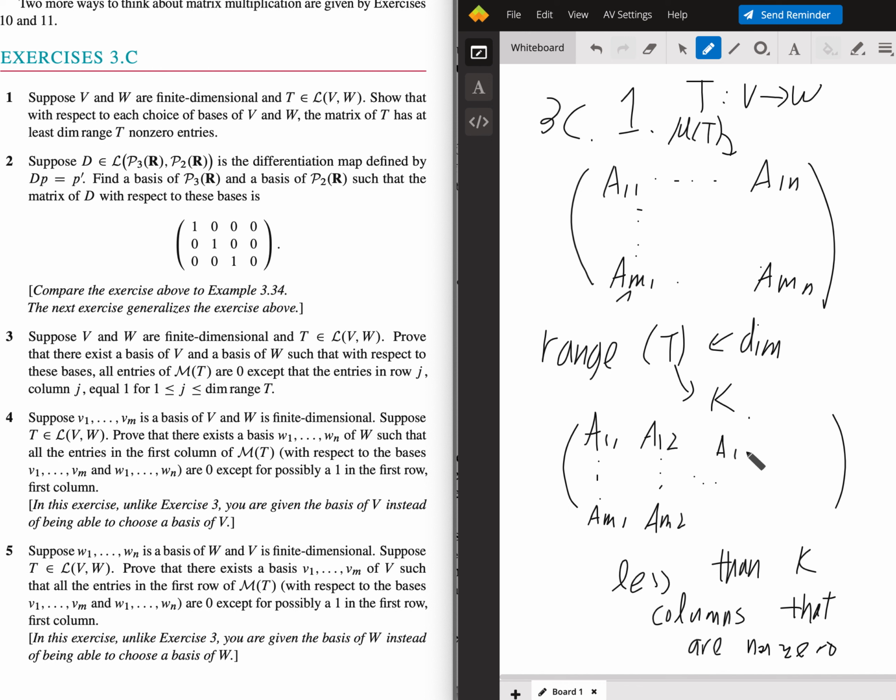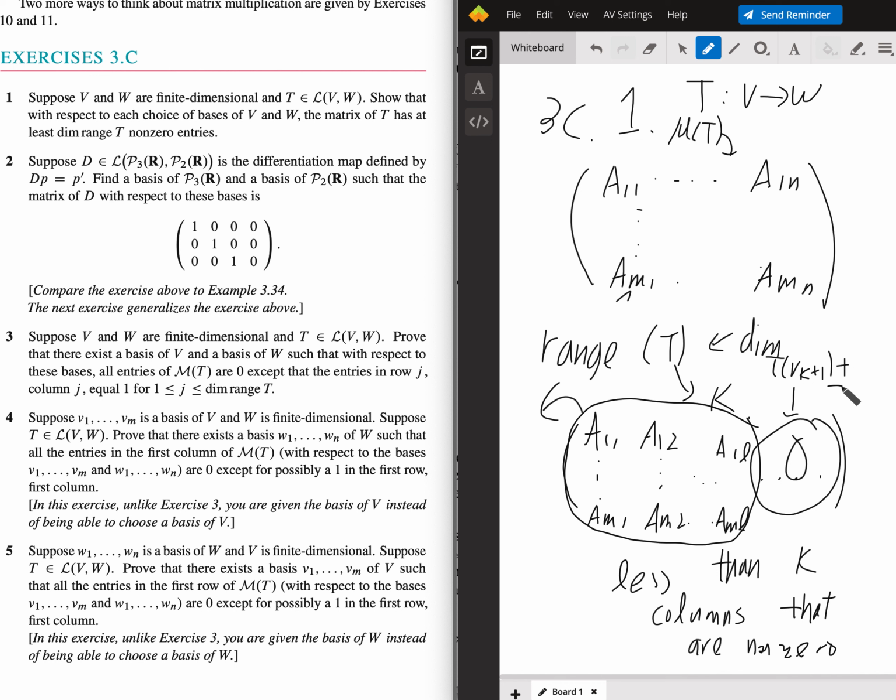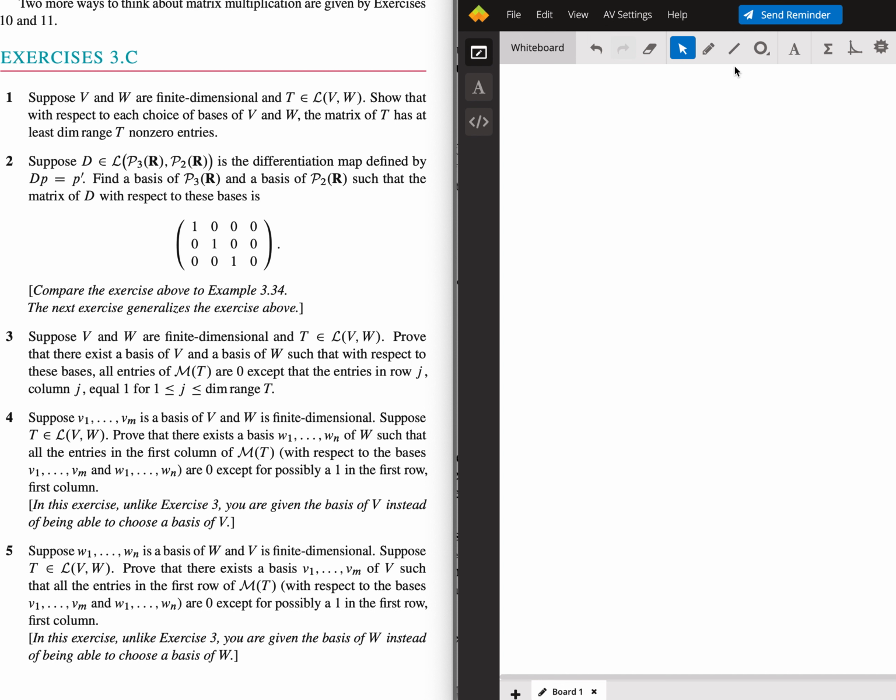Let's say for some L columns, you have some non-zero columns, and everything after is zero columns, columns full of zeros. And then these first k columns are going to give you actual values in W, right? Because what this is really saying is that for T(v_{k+1}) and T(v_{k+2}), etc., all that stuff is equal to 0, right?